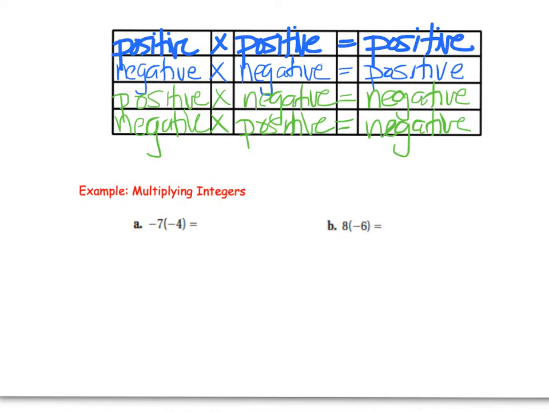Let's do a couple more examples. Letter A. I have 2 negatives. Well, I know automatically my answer will be positive. 7 times 4 is 28. You don't need to write the plus sign down. You can just leave your answer without it. Here I have 8 times the negative 6. Because your signs are different, your answer will be negative. And 6 times 8 is 48.